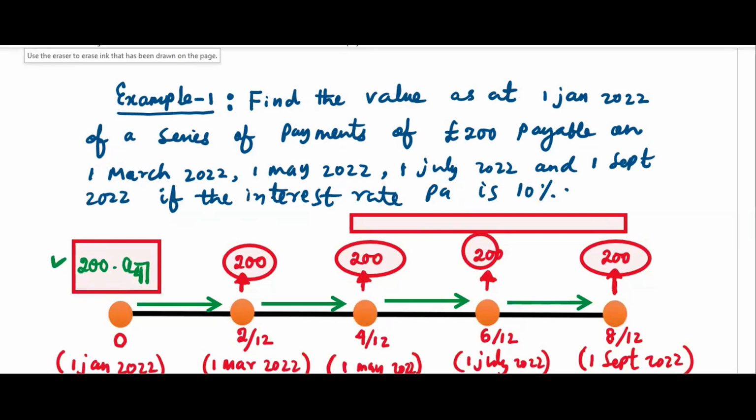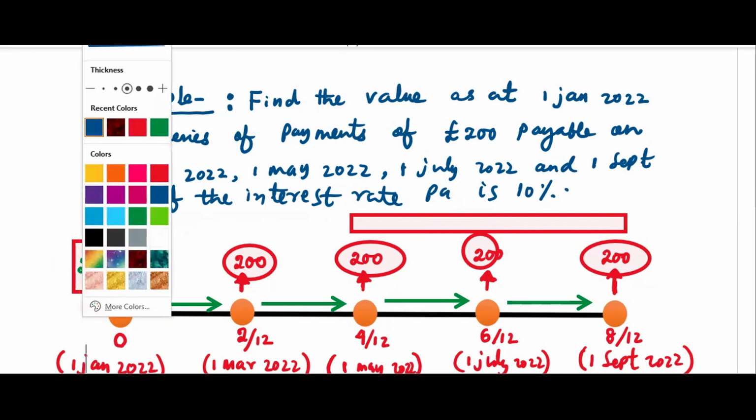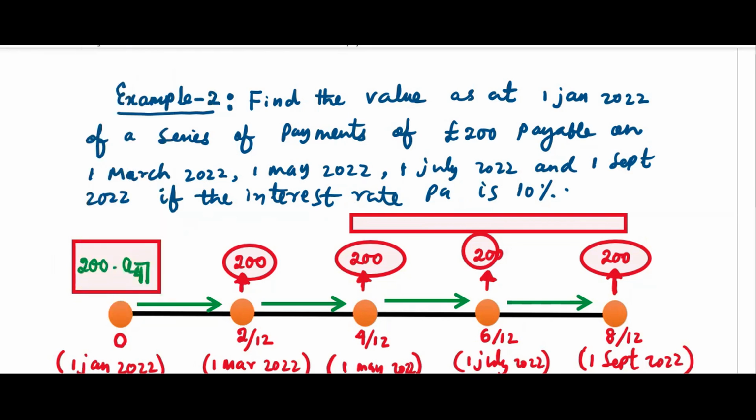Yeah, anyone who can answer? See, now if I change the question a little bit, I can make it question 2 also. So now this is example 2. Find the value as at 1 January 2022 of a series of payments of 200 payable on 1 March 2022, 1 May 2022, 1 July 2022, and 1 September 2022. If the interest rate per annum is 10%.